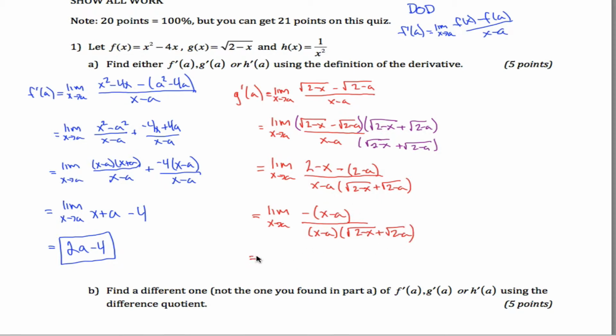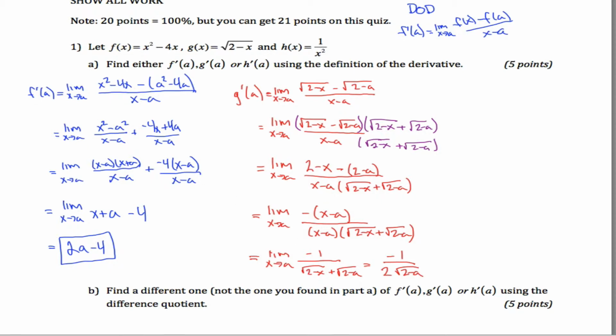Those cancel, and I get that this is equal to the limit as x approaches a of negative 1 divided by the square root of 2 minus x plus the square root of 2 minus a. This is a limit I can evaluate. I can change all the x's into a's and get negative 1 over the square root of 2 minus a plus the square root of 2 minus a, so I have 2 of these square roots, 2 of these 2 minus a things. So right here would be my final answer.